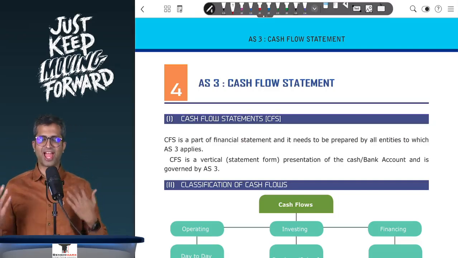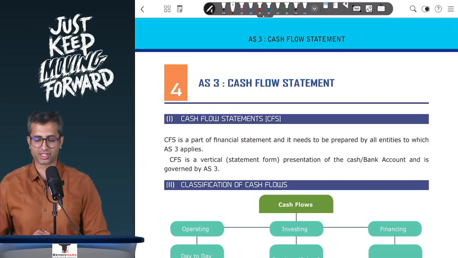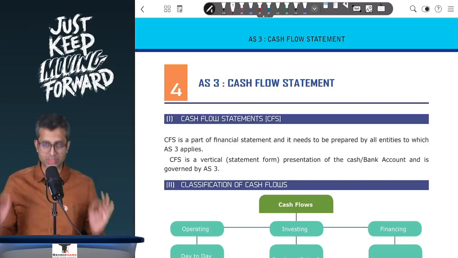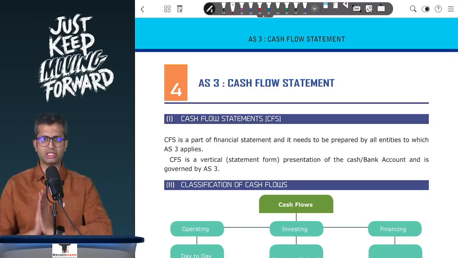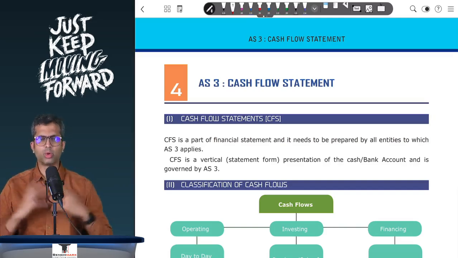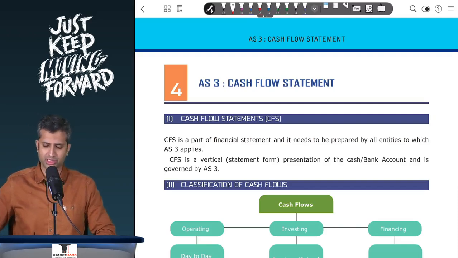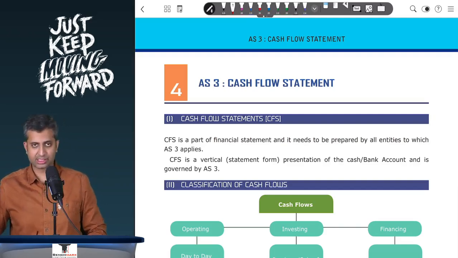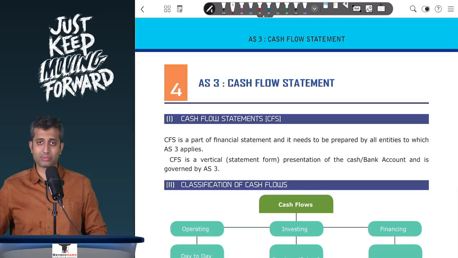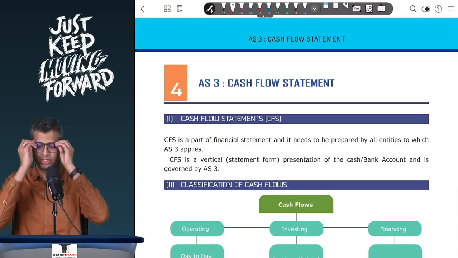Hello everyone and welcome to this class where we would be discussing cash flow statement in your AS3 in your CA Intermediate. Now cash flow statement comes at two places. One, it comes along with AS3 as an accounting standard, and then as the second part in your final volume it also comes as a part of the preparation of financial statements chapter.